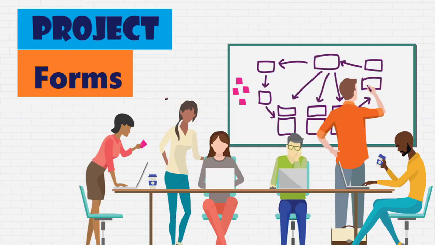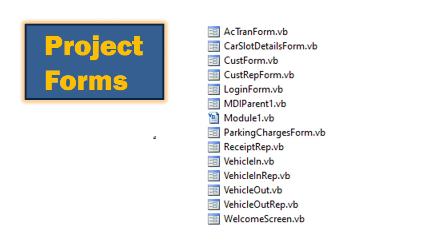Now let us look at the project forms. Which forms are used in this project? Transaction form, for transactions like card transactions, which will be stored in the transaction form. Car slot form, where individual slot details are entered. Customer form to enter the customer details. A report to display the report. Login form to log into the system. MDI form to display and navigate between the forms. Module to declare the global variables and functions.